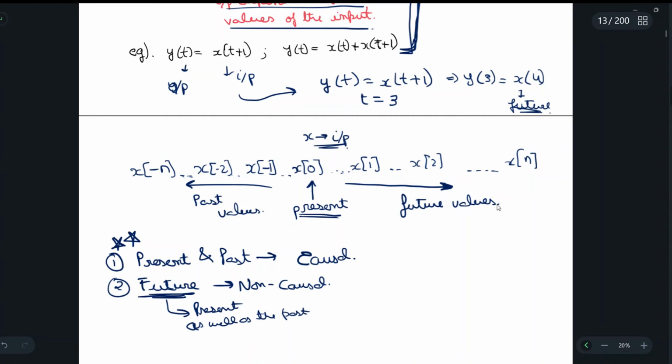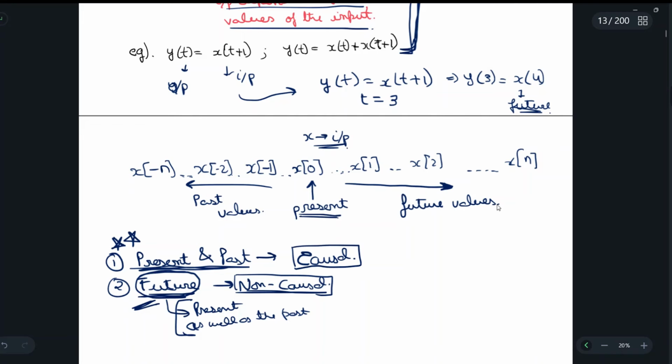But if the future part is there, then the system will always be non-causal. It does not matter whether we have present or past, but if the future part is there, then our system will always be non-causal. And if we do not have a future, that is, if the output is not dependent on the future, then it will only depend on the present or the past value. In that case, the system will be causal.